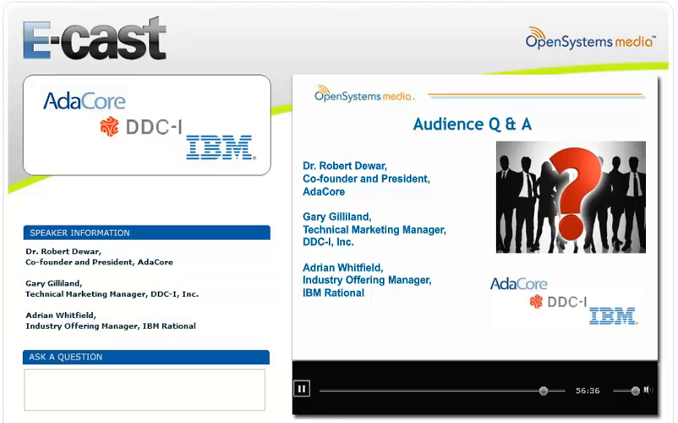Okay. Next question is for Robert as well. Isn't the adoption of formal methods likely to significantly increase development cost?